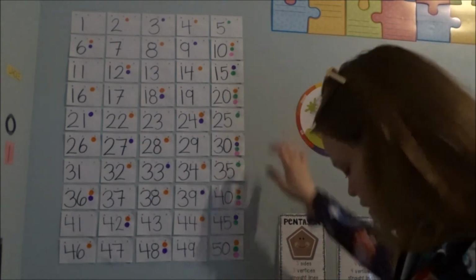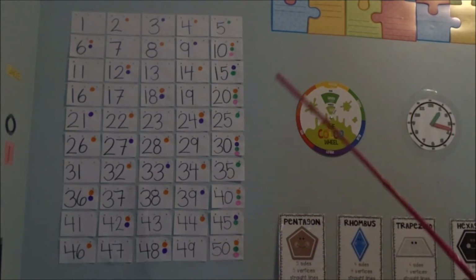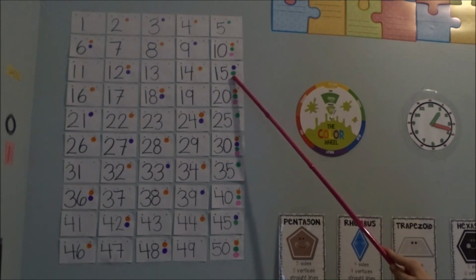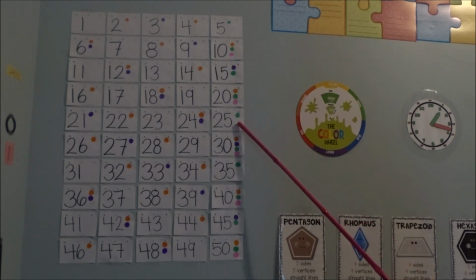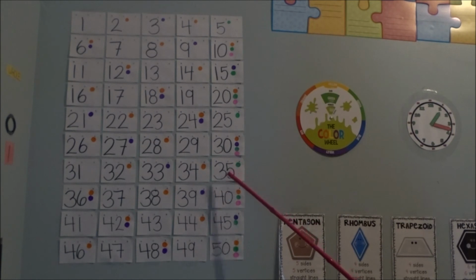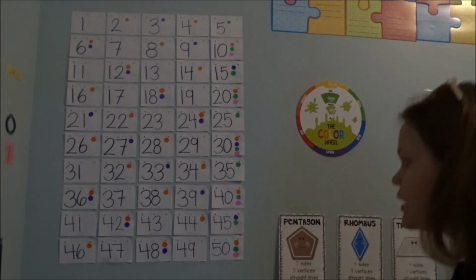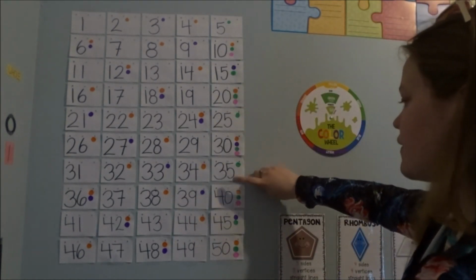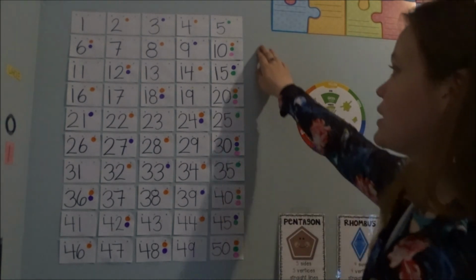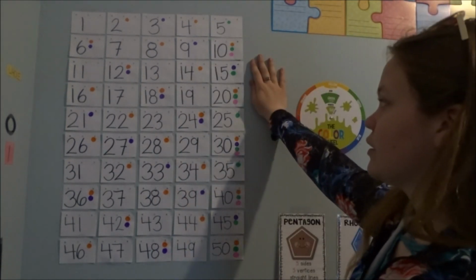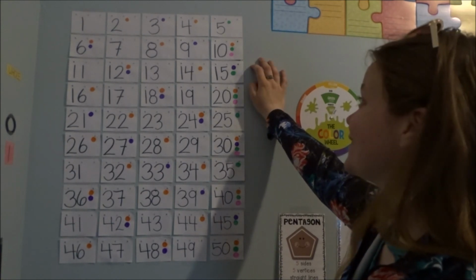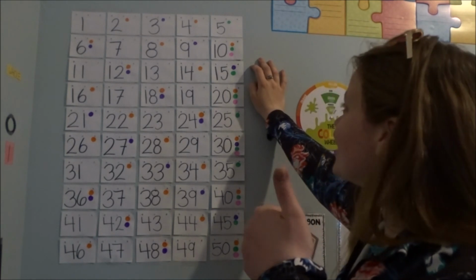Or we can do it on our chart if seeing the numbers is helpful. 5, 10, 15, 20, 25, 30, 35, 40, 45, 50. And this is 1, 2, 3, 4, 5, 6, 7, 8, 9, 10. So that is 10 stacks of 5. Pretty sweet, eh? Go skip counting!